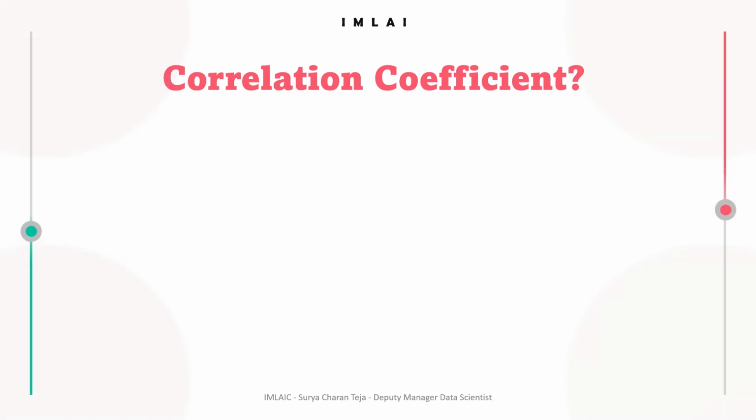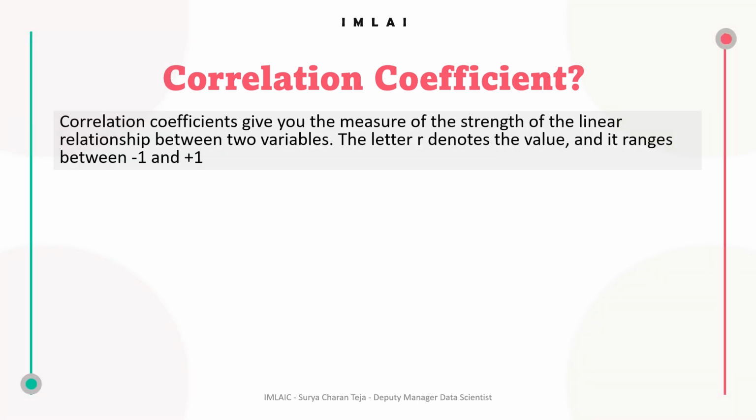So the correlation coefficient gives you the measure of the strength of the linear relationship between two continuous variables in this case. The letter R denotes the value, and it ranges between -1 and +1.